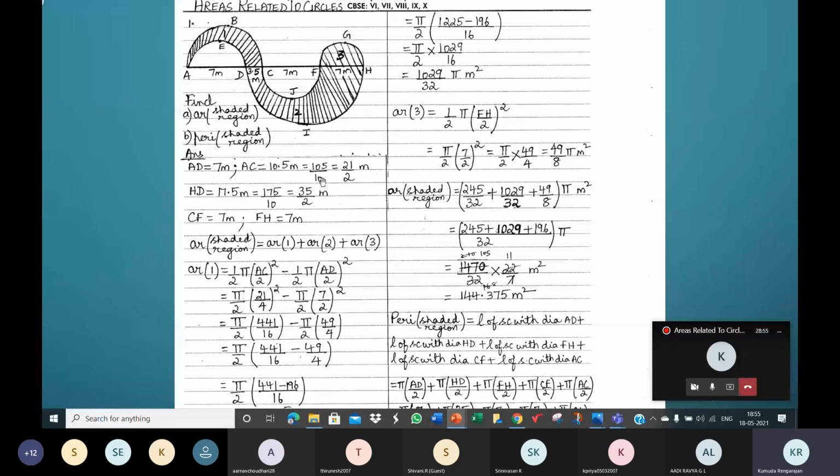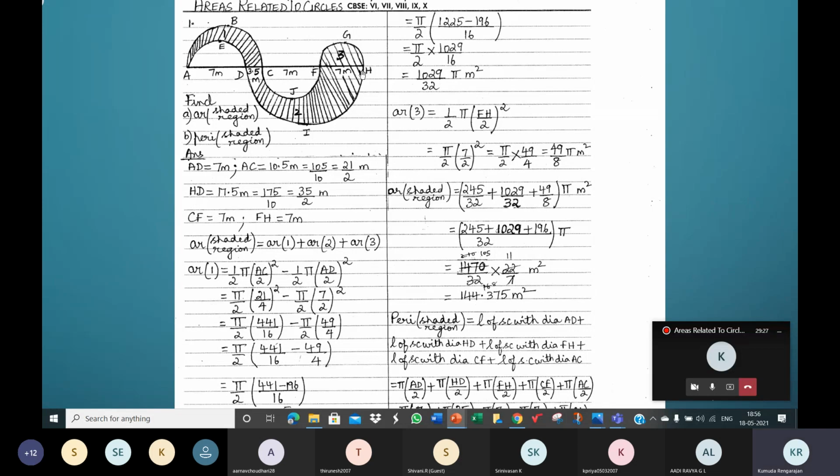10.5 is nothing but 105 by 10, which can be written as 21 by 2. Fractions are more comfortable while calculating, so we'll use 21 by 2. We are writing out the length of the diameter for every semicircle. AD is 7 meters. Why should you write AC? Because there is a semicircle ABC whose diameter is AC. So AC is 21 by 2.